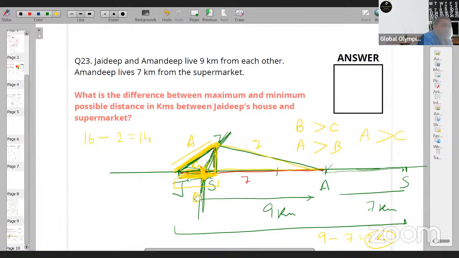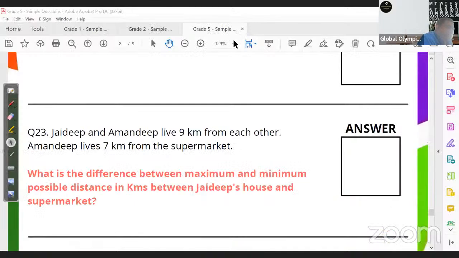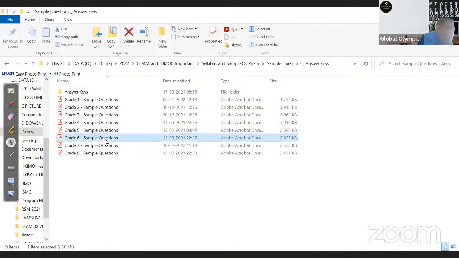So good job, Saket. Let's do the next paper. I'll just open the next paper, grade 6, and we'll do 3 questions there.